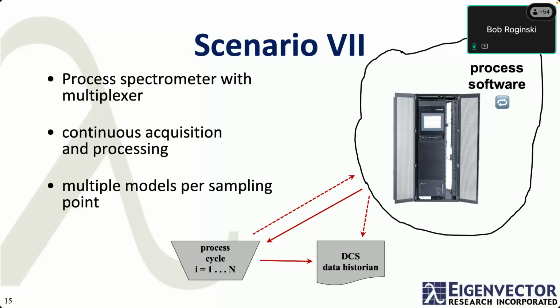Each of those sampling points is going to have one or more models associated with it. And that's designated here under process cycle, with i equals 1 to n, where n is the number of sampling points that you have in your system. As you can see, this could be a bit of a bookkeeping challenge, keeping track of for which sampling point, which models need to be applied, and then for each of those models, which outputs do we want, and then everything cleanly ending up in the DCS or data historian.